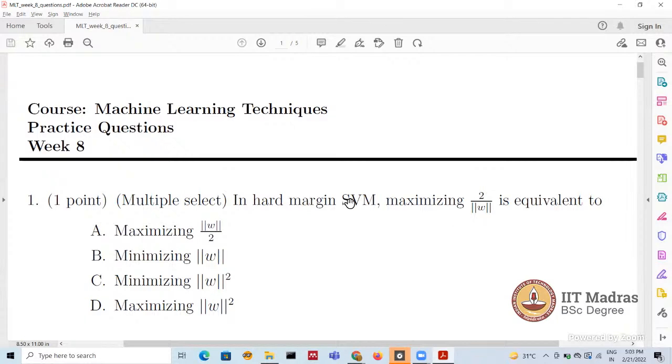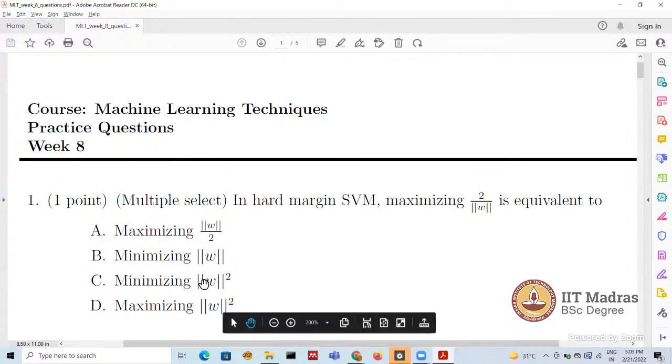The logic I wanted to put forth here is, say we have a quantity 1 upon K. As long as we want to maximize this entire expression of 1 upon K, we have to reduce the value of the denominator. Whenever we minimize the denominator, the entire fraction goes up. So maximizing 2 upon norm W is equivalent to minimizing norm W or norm W square. So both B and C are the answers.